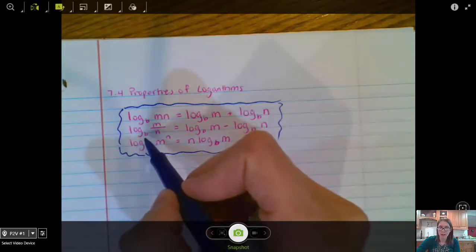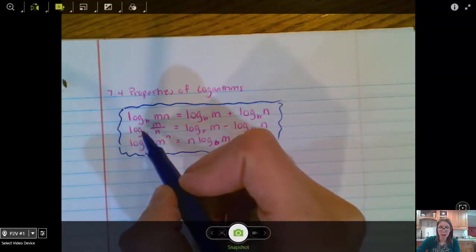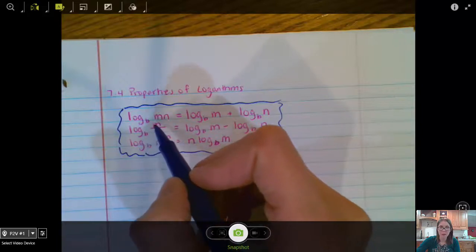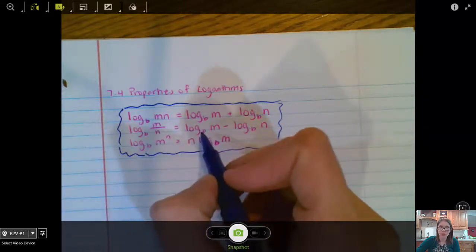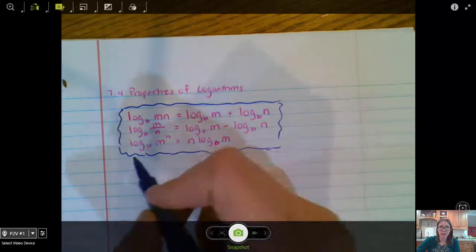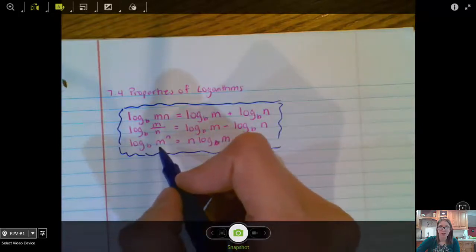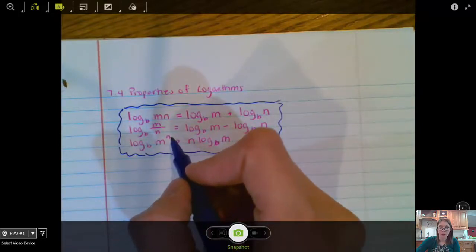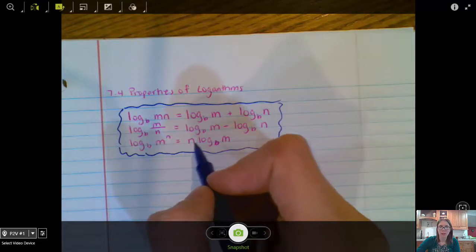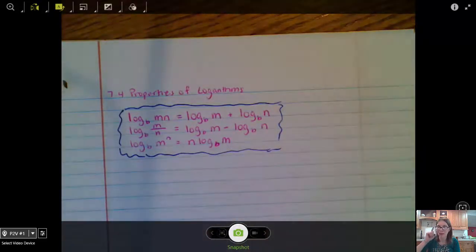Same thing with our division and subtraction. If we have the log of something divided by something else, we can split it apart with subtraction. If we have the log of something to a power, we can bring that power out front, n times the log base b of m.